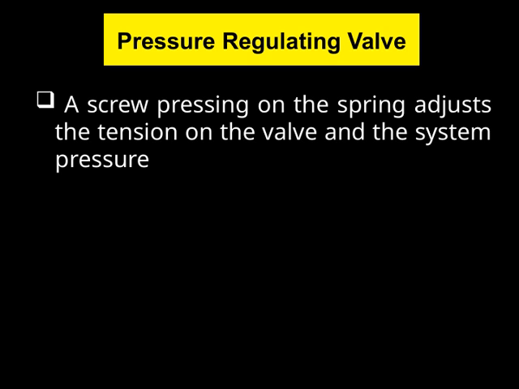This setup allows us to maintain a consistent pressure in the system, regardless of fluctuations downstream. It's a simple yet effective way to ensure our system operates safely and efficiently. Remember, this component is crucial for stabilizing pressure and protecting other parts of the system from overload. So, understanding how the tension adjustment influences pressure helps us better manage and troubleshoot the entire setup.